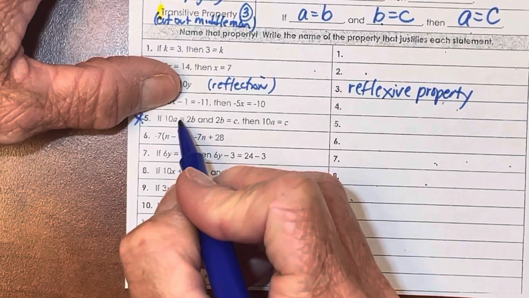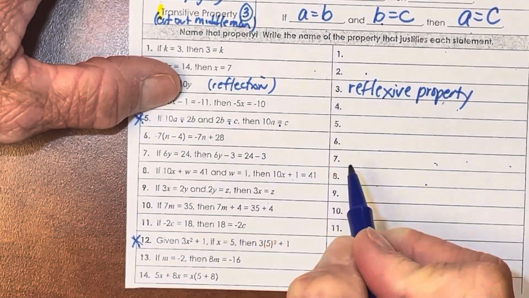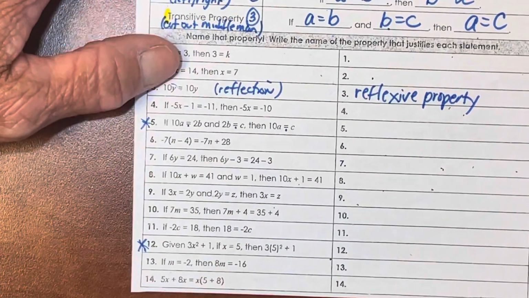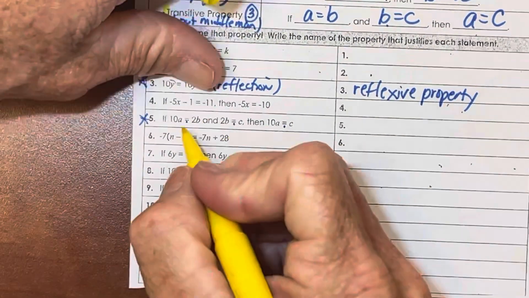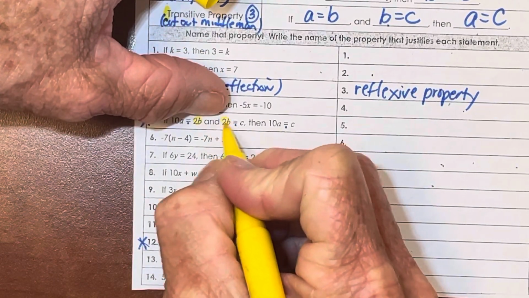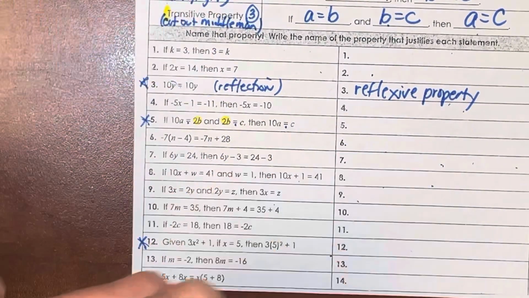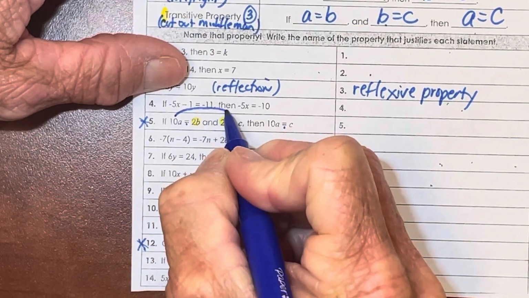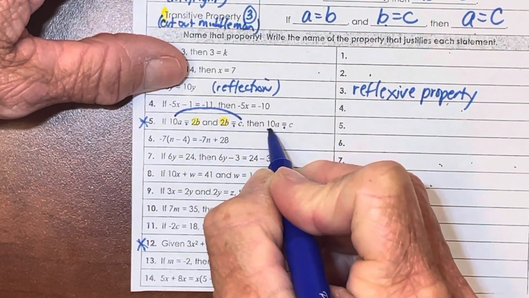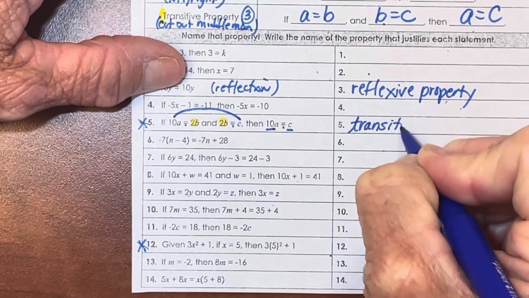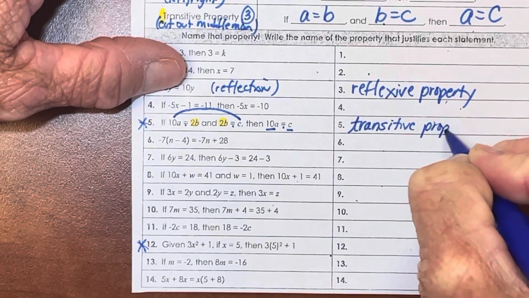Number 5, we have 1, 2, 3 equal signs. So that's my first clue that this is possibly the transitive property. But notice it says that 10A is equal to 2B, and then that same 2B is equal to C. 2B is our middleman, so we're going to be able to cut out the middleman and simply say that the first is equal to the last. That is an example of the transitive property.